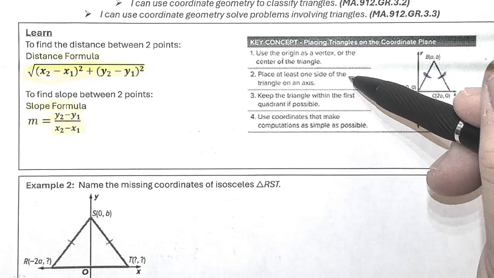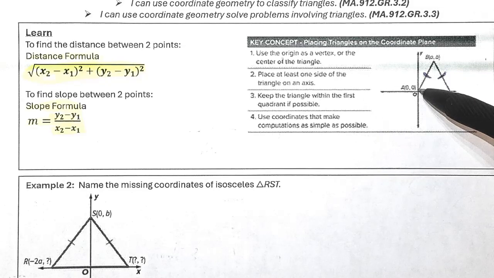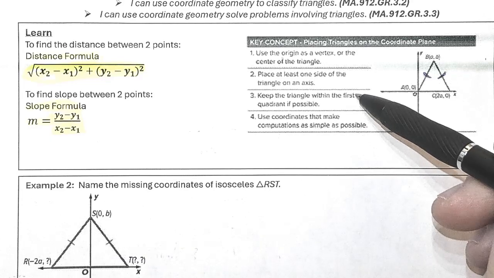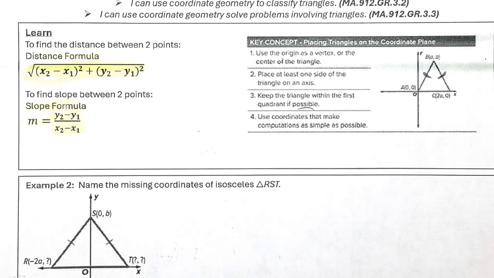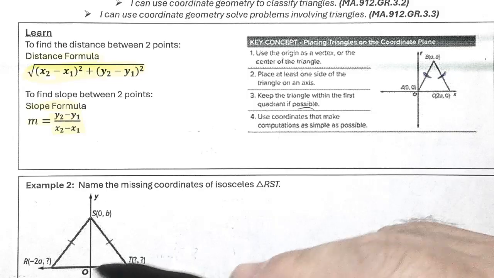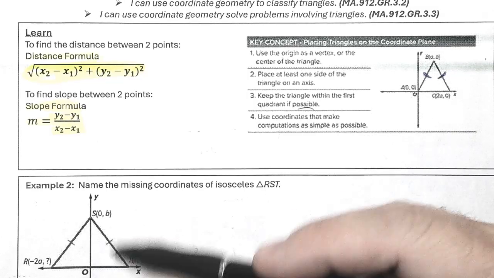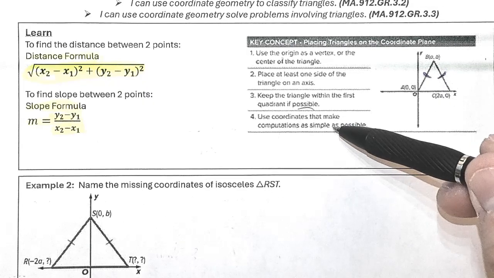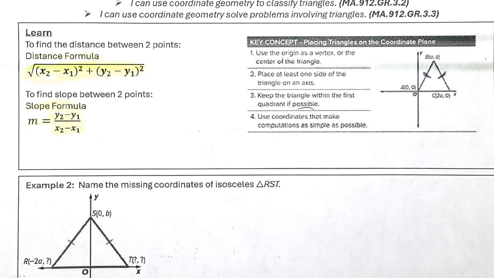See, the origin's in the very middle of the triangle. Number two, put at least one side of the triangle on the axis. So see, this one's on the x-axis. Down here we're on the x, and then we have an example below that's on the y-axis. Number three, keep the triangle within the first quadrant if possible. They did that here. When you put it in the middle, it's not all within the first quadrant because you're using the origin as the center of your triangle. Number four, use coordinates that make computations as simple as possible.